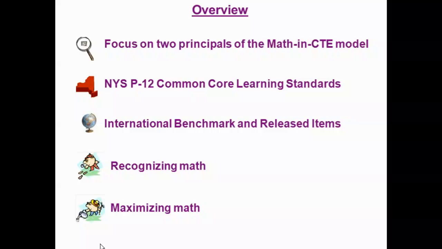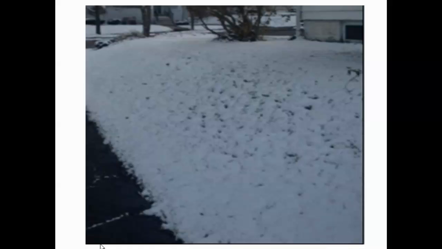So I like to give people an idea about where I'm coming from today, and this was yesterday's view from the neighbor's driveway and our side yard. Yes, it's winter in the Northeast, isn't it?